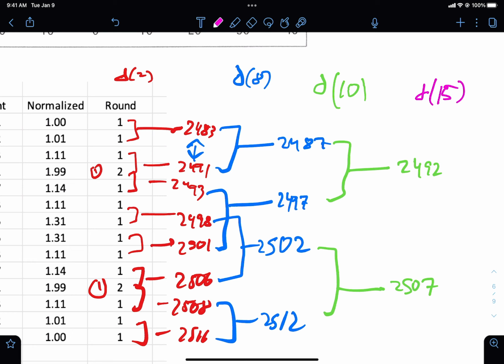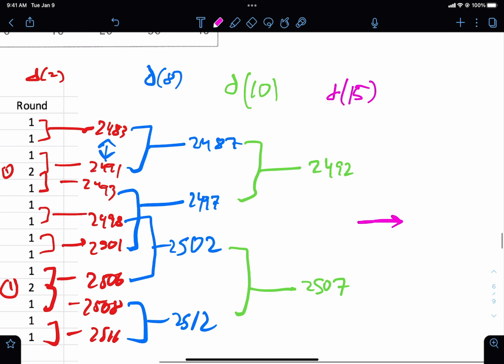Okay, so the center, well, they were at 0.5 originally. Remember, we removed all the 0.5s. But the center would be 2492 plus 7.5. So that is about 2500 again, is where we're centered. All right, so this is a doublet of doublets of doublets of doublets. We have 4 doublet interactions going on here.